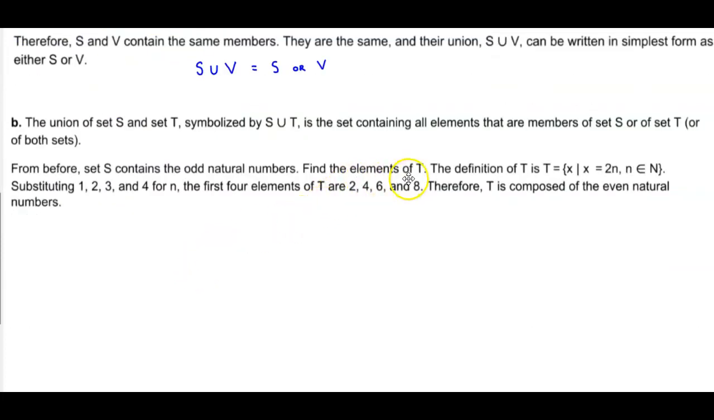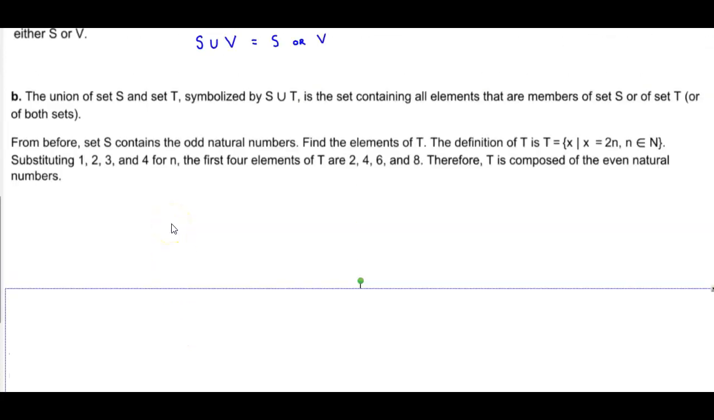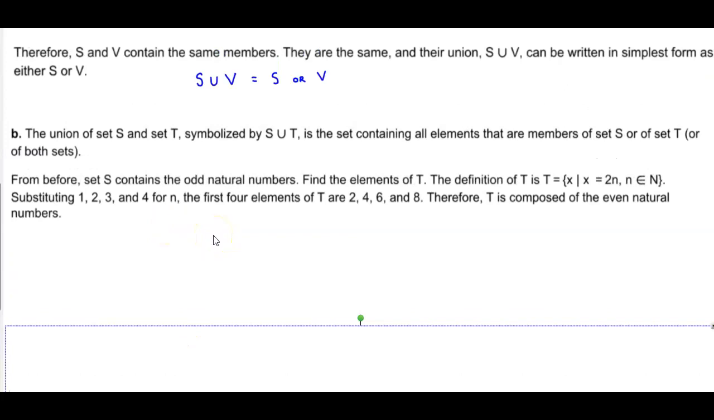Now we want to find the elements of T. The definition of T is that the set of T is all x such that x is equal to 2n, where n is a natural number. So let's go ahead and substitute. So if we substitute n is equal to 1 into this form here, x is equal to 2n, so x is going to equal 2 times 1, which is equal to 2.